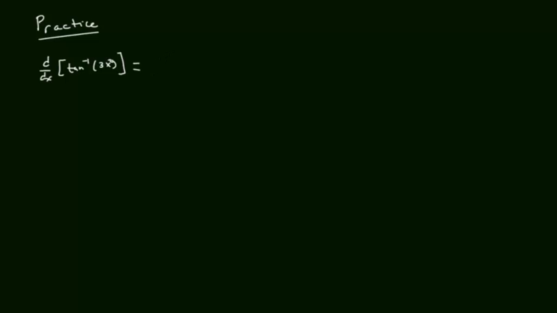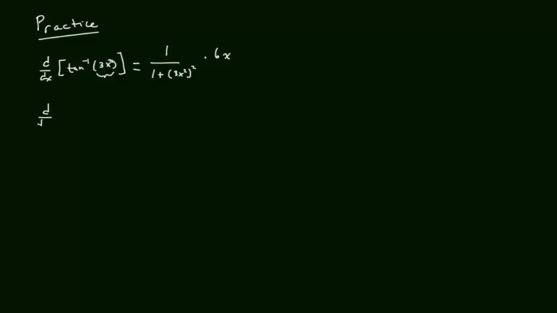Well, the derivative of inverse tangent is 1 over 1 plus stuff squared. Now we have to do the derivative of the stuff. So this is times 6x. And that's how we're going to leave it for now.